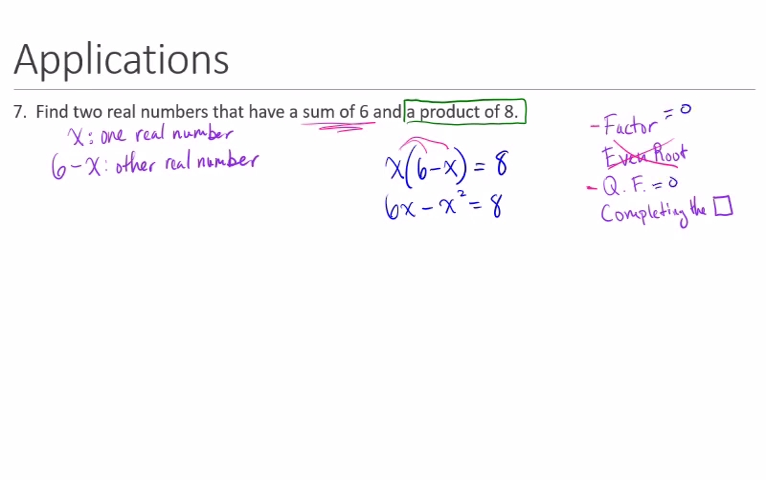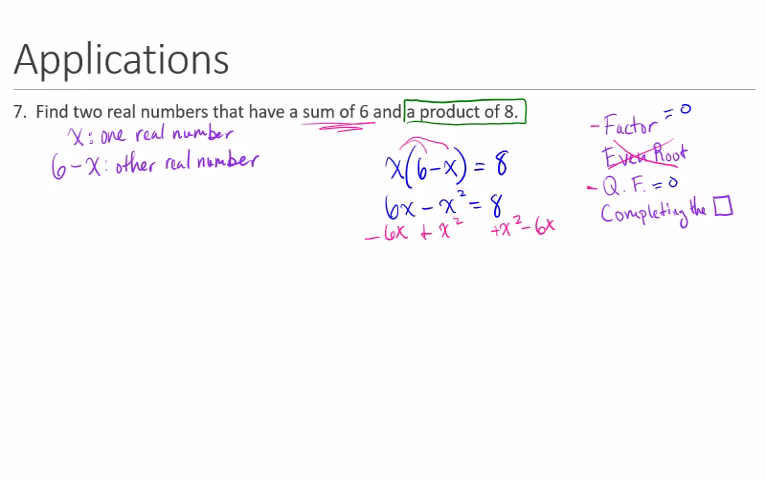Not for the even root, but for all the other three, you have to set them equal to 0. So let me do that first. I'm going to add x squared to both sides and subtract 6x. The reason I'm moving everything to the right is to get this to be positive, right?